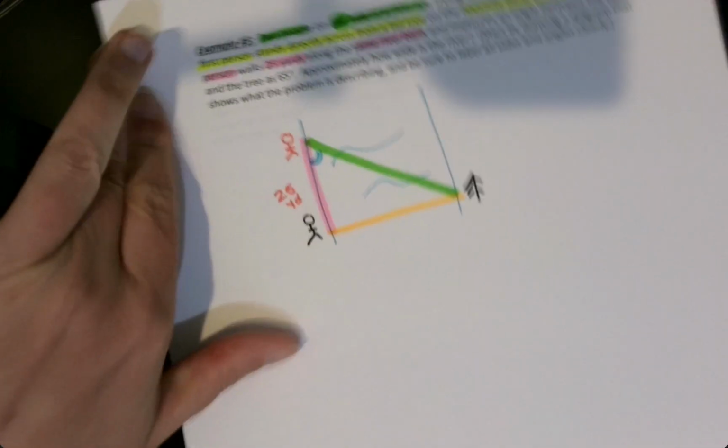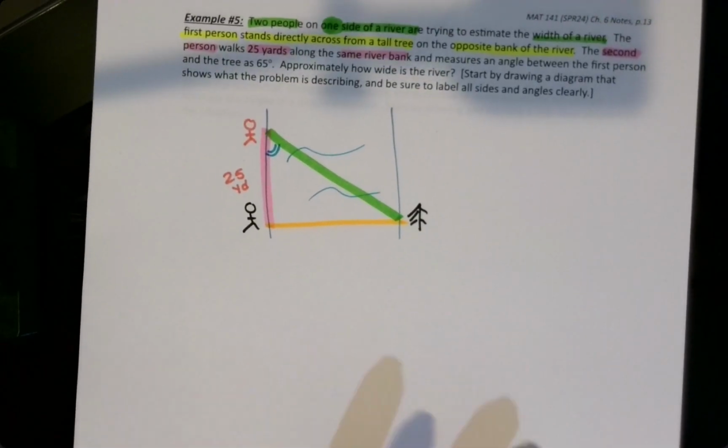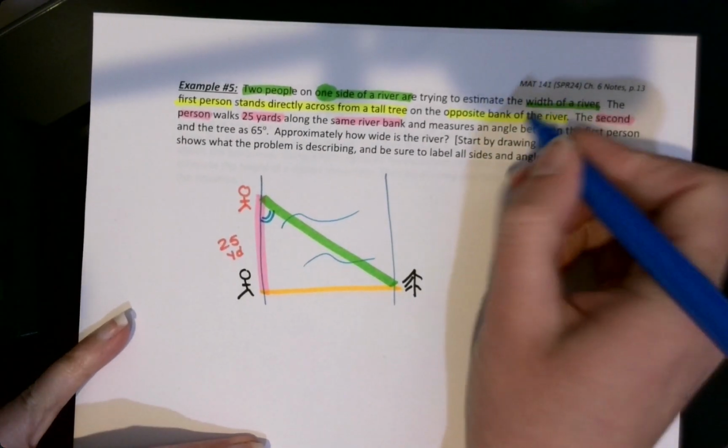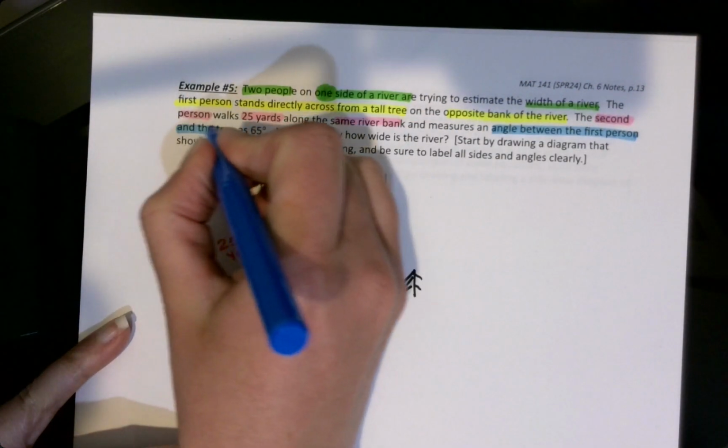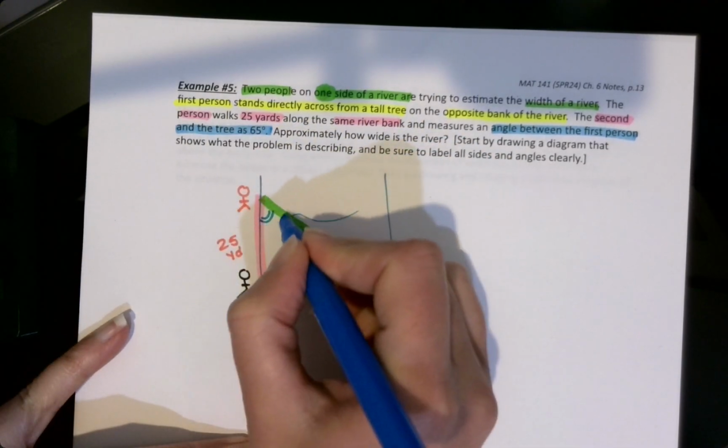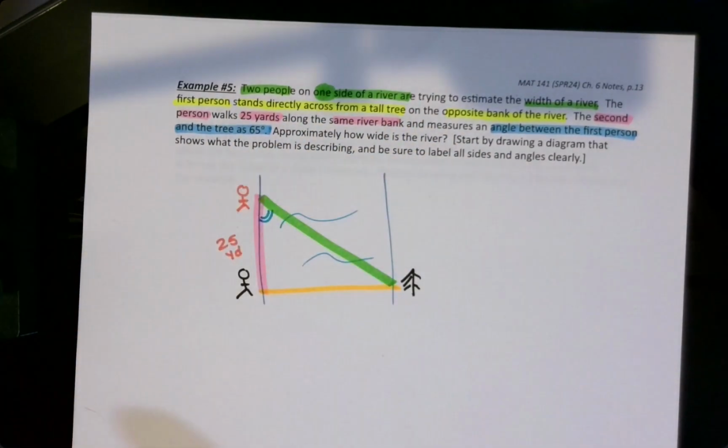Helps me to turn the page. Hopefully that helps you as well to see what we're looking at here. So that's what we're able to see here, right? They measure the angle between the first person and the tree, and that's this angle from their perspective.